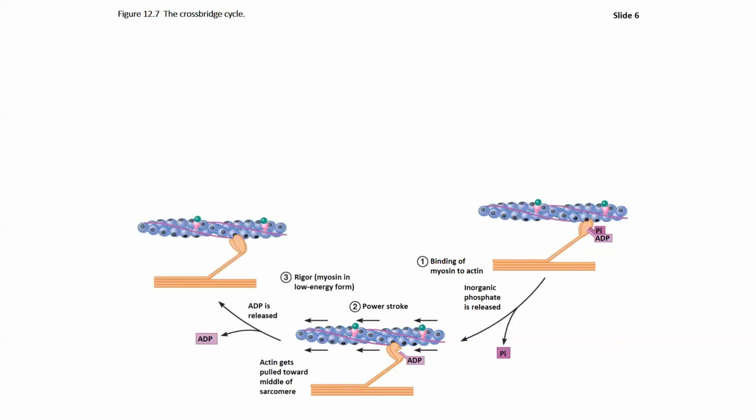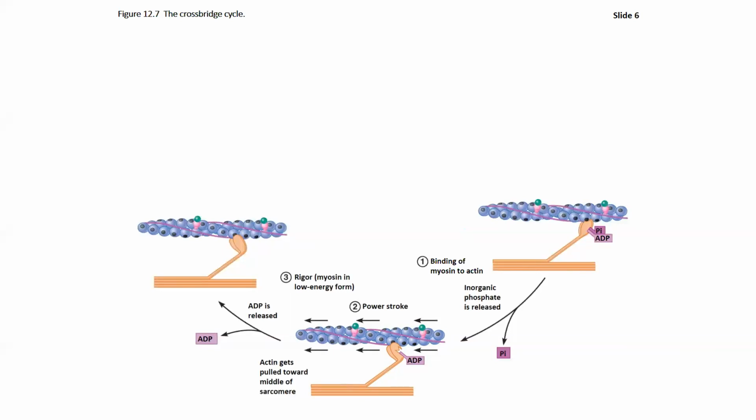Rigor means that the muscle is going to stay contracted until the next step happens. If you've ever heard of rigor mortis, that's the stiffening of the muscles after death. If someone dies holding a cup or sitting in a special position, they're going to stay that way because of this process. So rigor is that continuous contraction, or binding of actin to myosin.